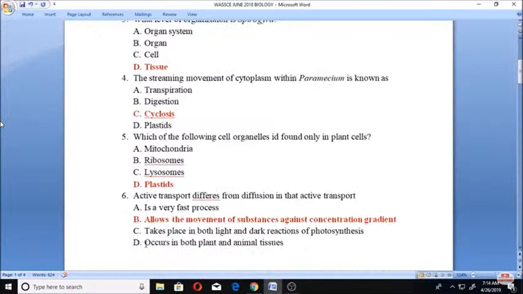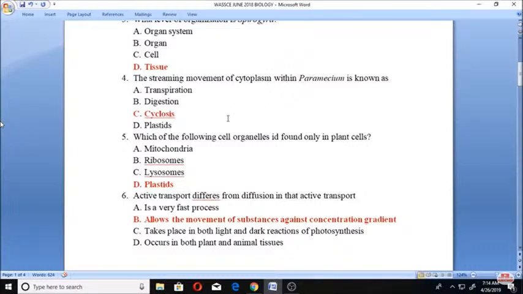Now let's move down to question 4. The streaming movement of cytoplasm within paramecium is known as? It's actually known as cyclosis. That is the name of the streaming movement of cytoplasm in paramecium.